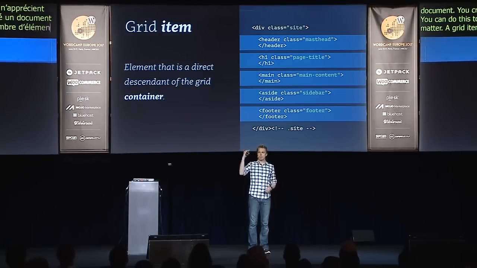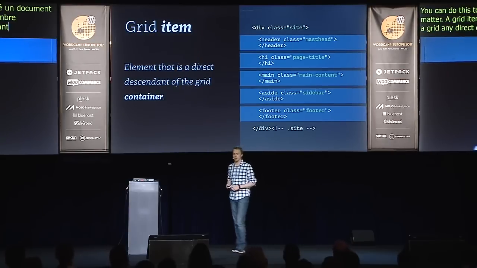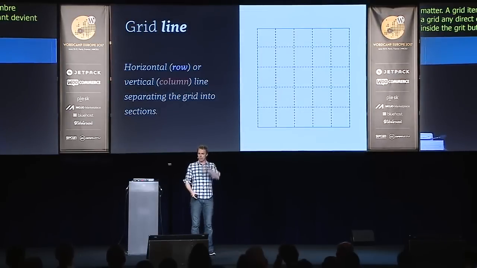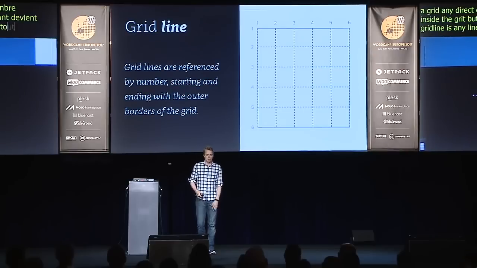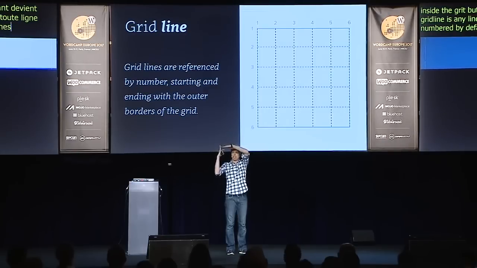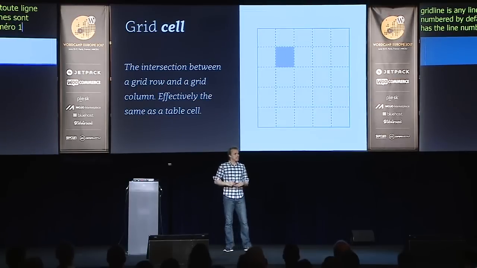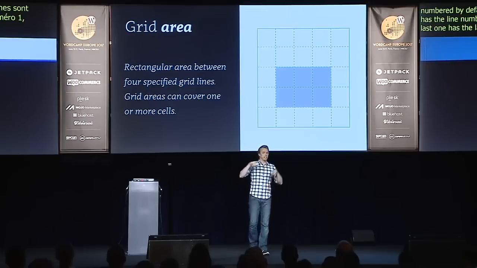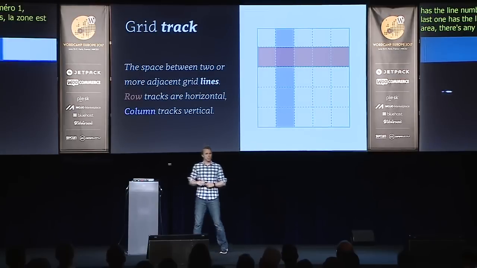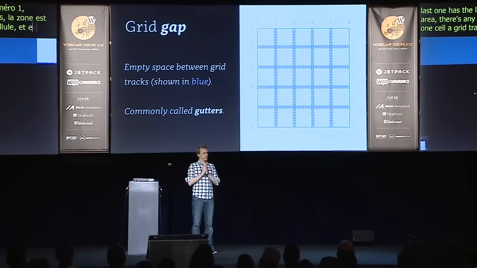A grid item is any direct descendant of a grid container. So if you create a grid, any direct descendant automatically becomes a grid item that's placed inside the grid, but only the first level descendants, just like it is with Flexbox. A grid line is any of the lines you draw inside the grid, horizontal or vertical. The grid lines are numbered by default, so the first edge of the grid, either vertical or horizontal, has the line number one, and then you just count them, 2, 3, 4, 5, 6, and the last one has the last number. A grid cell is any cell inside the grid. A grid area is any defined rectangular area inside the grid that covers more than one cell. A grid track is either a horizontal track or a vertical track, so a row or a column. And a grid gap is the space between each of the cells if you choose to add, basically, gutters.